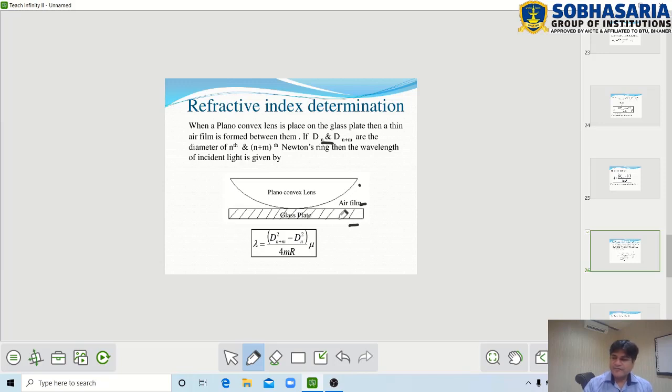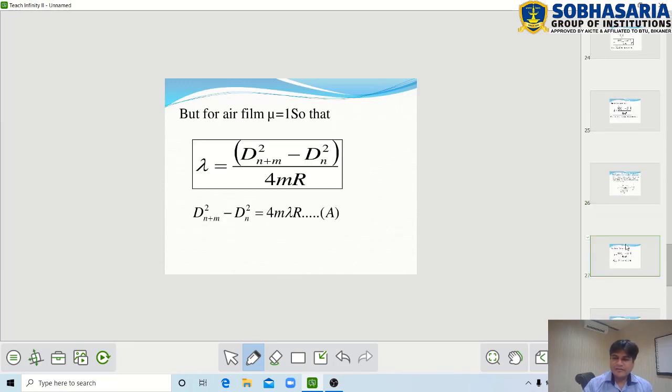But we know that for an air film the value of the refractive index is 1, so if we substitute mu equal to 1 in the above formula, we get the wavelength of the incident light lambda equal to Dn plus m square minus Dn square upon 4 m R. After cross multiplying, we get Dn plus m square minus Dn square equal to 4 m lambda R. This is equation A.